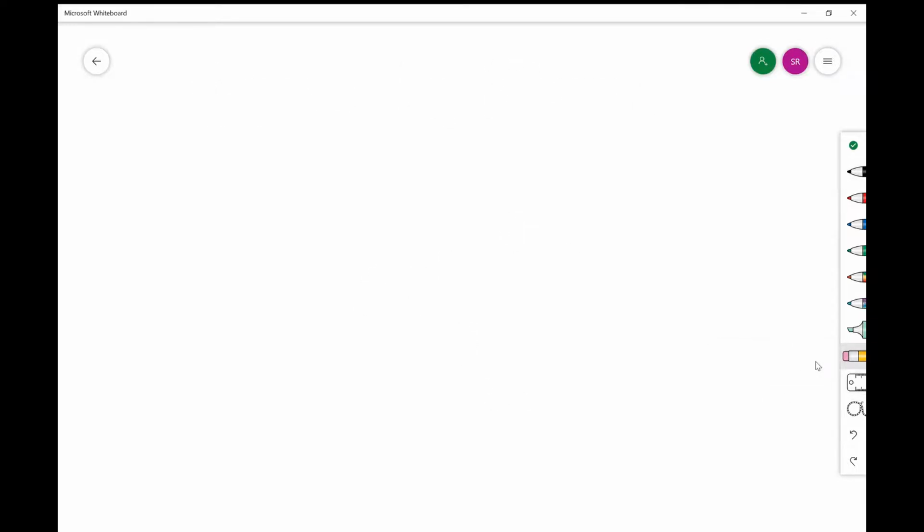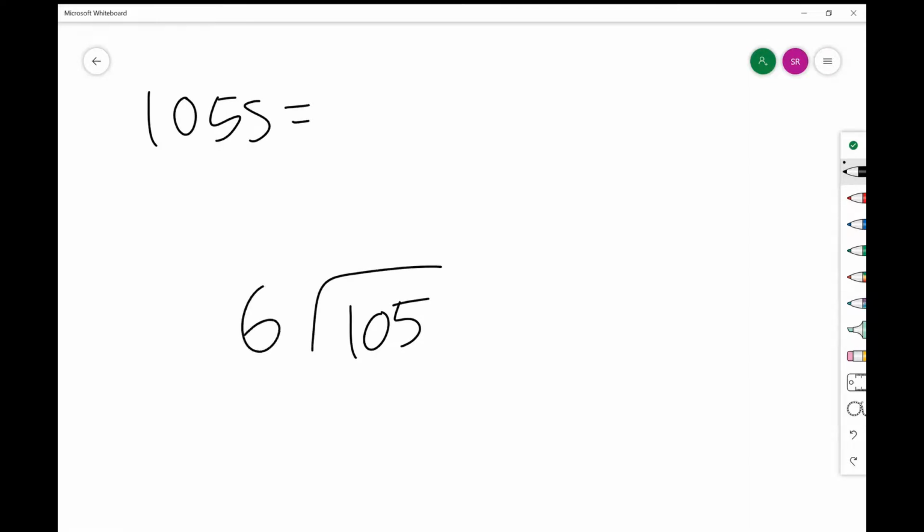So another problem that we'll have is we'll have 105 seconds. So 105, and we're going to divide that by 60. And 60 goes in there one time.